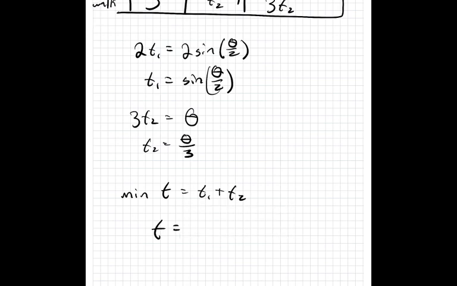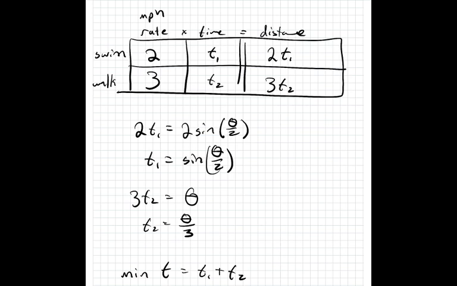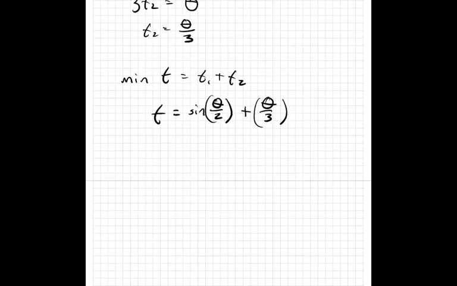So t1, which is going to be the sine of theta over 2, plus t2, which is going to be theta over 3. Okay. And we want to minimize this. Okay, let's go with it and just see what happens. A little bit of stretching, but we're going to see what happens. So now we have the total time in terms of theta alone. So t of theta, the original, was sine of theta over 2 plus theta over 3, okay?